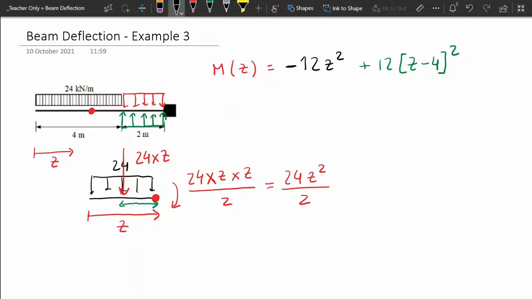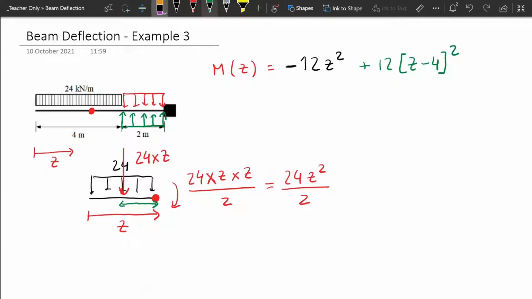So long story short, we have our z squared that we derived here on the bottom, but this minus 12z squared assumes the load goes all the way to the end. So we let that be the case, but since we want to cancel that red load that is not there, that is fictitious, we add this green one, and therefore we can cancel them out.